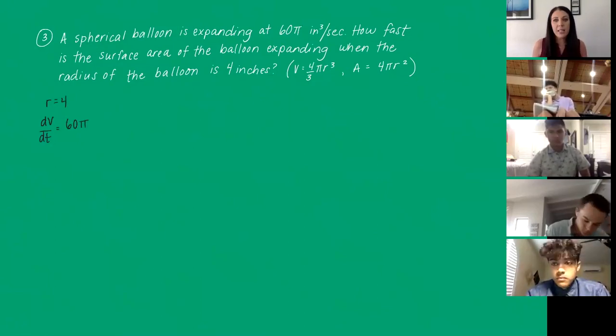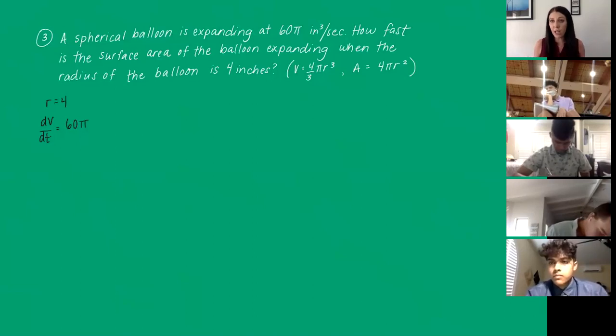Okay, and then it says, Nauman, how fast is the surface area of the balloon expanding? So it wants a rate of change of that surface area. So what would you say that we're looking for here?